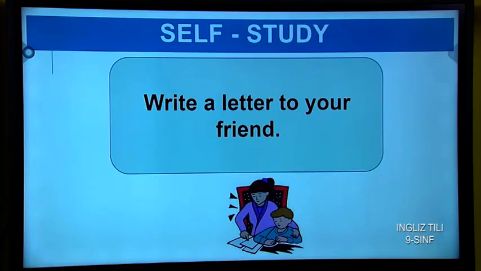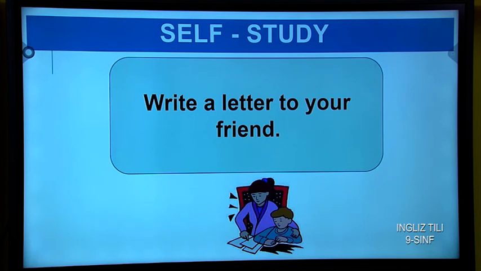Now, here is your task. You should write a letter to your friend. It doesn't matter what kind of topic you choose, it depends on you. And send it to your teacher also. He or she will check it and we will continue with writing skills in our next lesson.